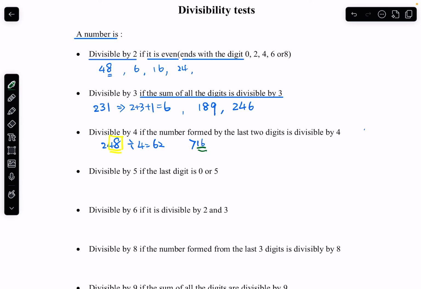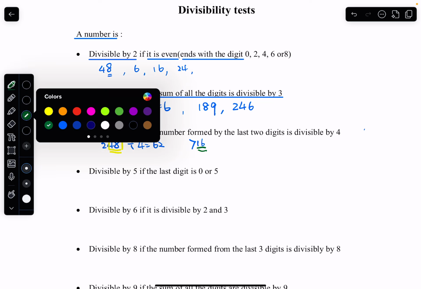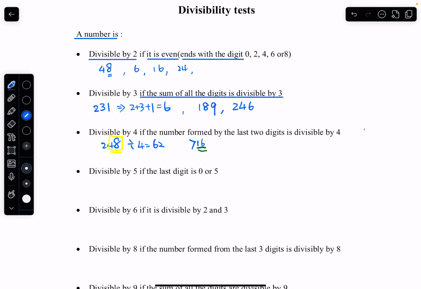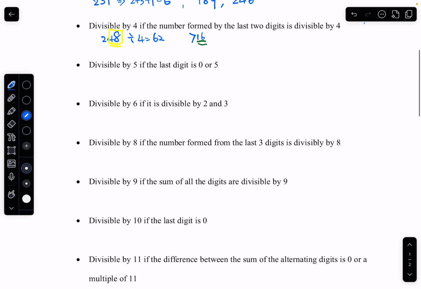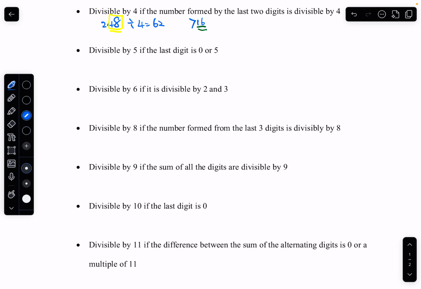Now we talk about 5. Divisible by 5 if the last digit is 0 or 5, so that's easy. For example, 25, 10, 20, 75, 195, right? Just the last digit is 0 or 5.